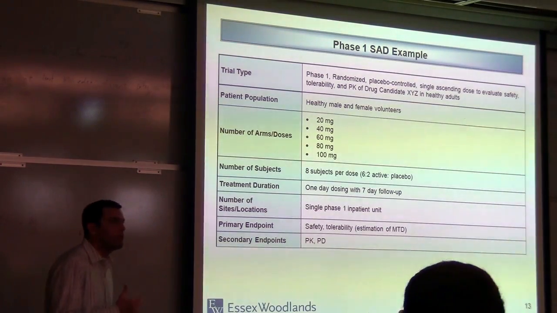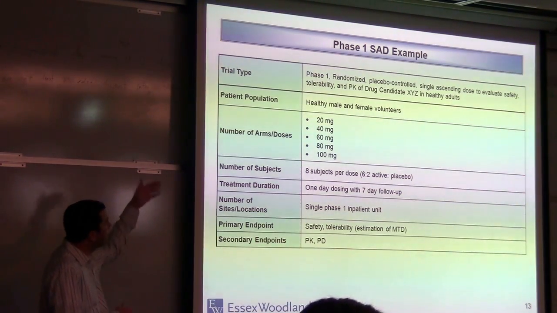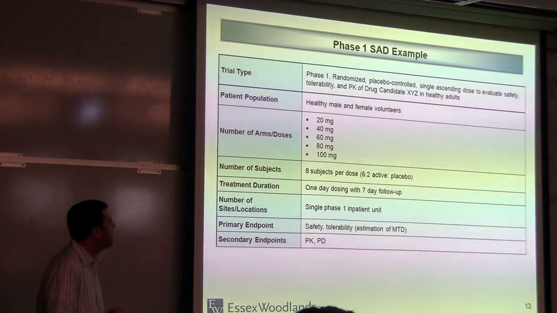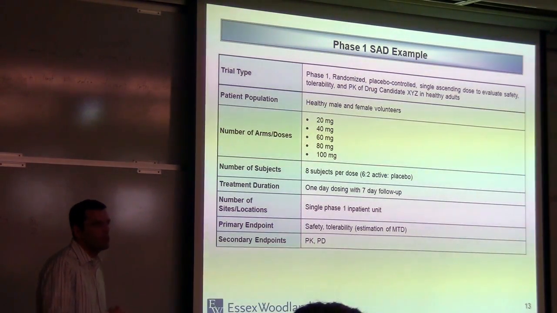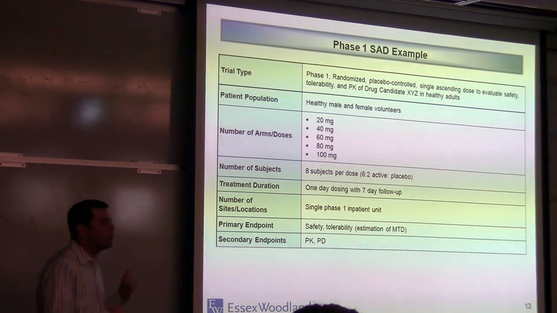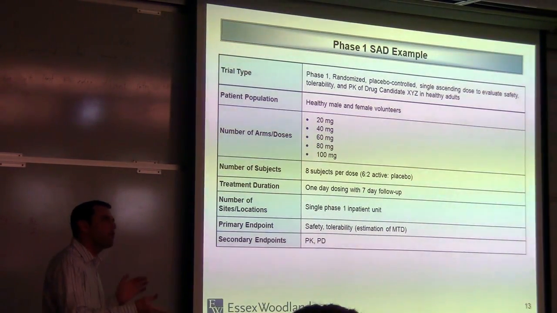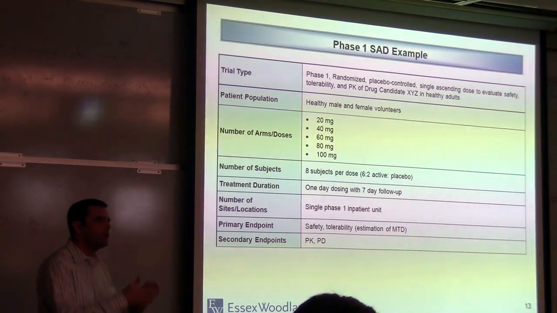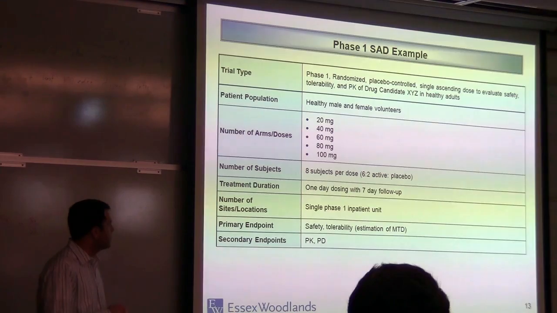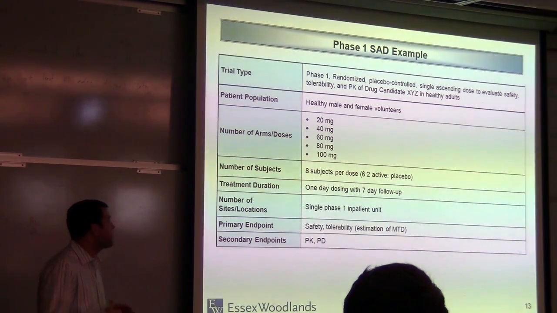You may be looking at healthy male and female volunteers, a range of doses. You may start at 20 milligrams and slowly work your way up. Smaller studies, 8 subjects per dose. You may have 6 on drug, 2 on placebo. You'll do 1 day of dosing, follow up for 7 days. If that looks clean, then you move on to the next level. So it's a very structured design, and it's all about safety.